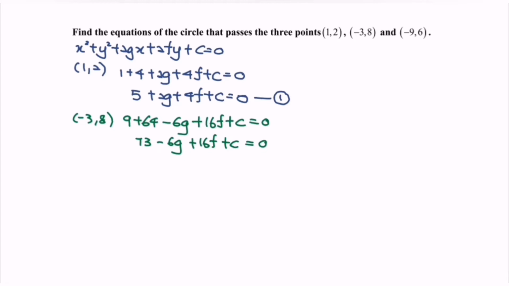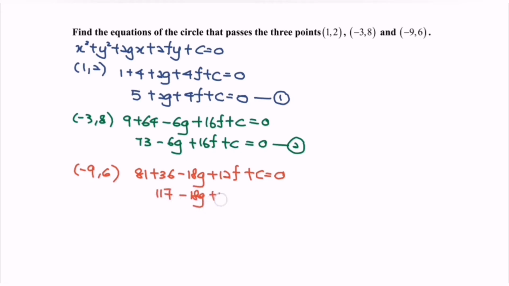For the third situation, we have the third point where we have negative 9, 6. Repeat the situation and we will have 81 plus 36 minus 18g plus 12f plus c equals to 0. Simplify the situation and we will have 117 minus 18g plus 12f plus c equals to 0. So here we have the third equation.